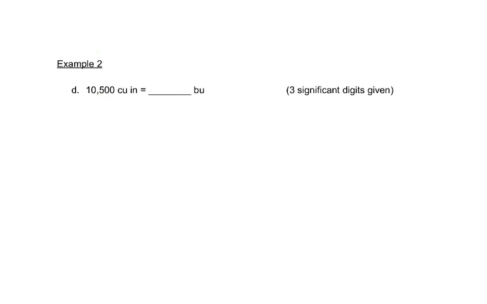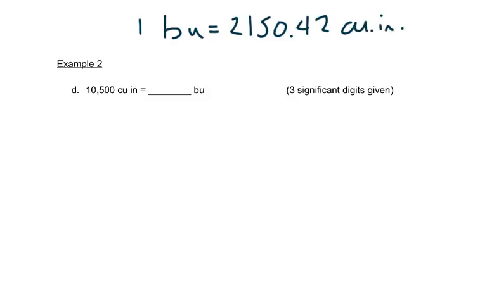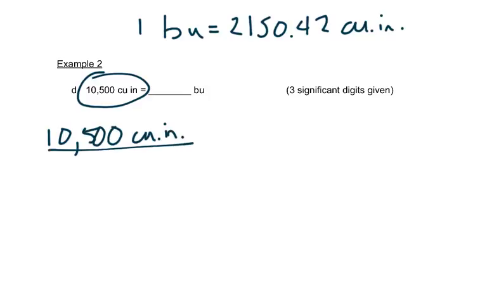We'll do one more here where it tells us about the significant digits. So again, this is volume, and on your sheet it tells you that 1 BU, that's bushel, 1 bushel, is equal to 2,150.42 cubic inches. So we'll start with the cubic inches, 10,500 cubic inches. Always put it over 1.